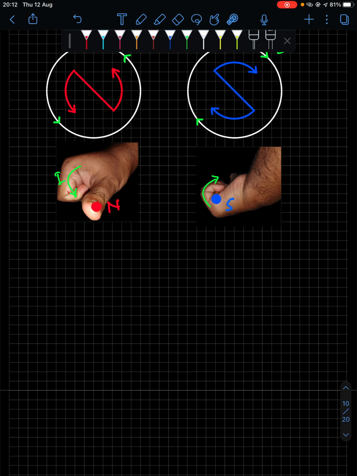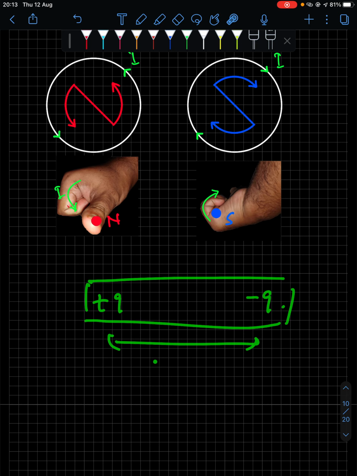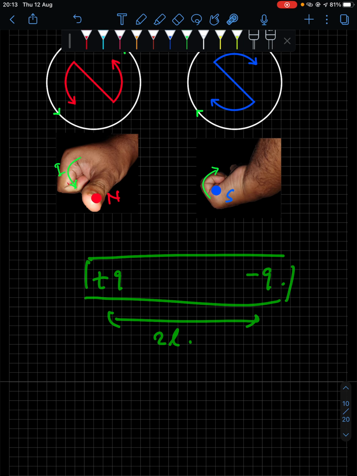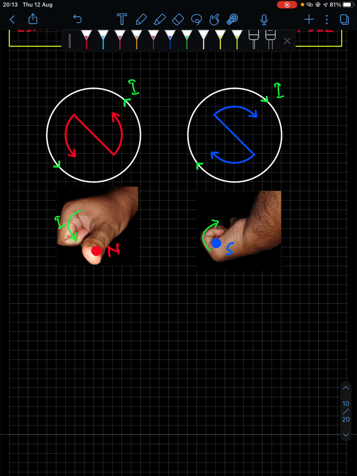Now that you understand dipole, let's talk about electric dipole also. You have a positive charge and a negative charge, right? These two are separated by a small distance, again say 2L. Then this also constitutes a dipole. So you have electric dipole and you have magnetic dipole.